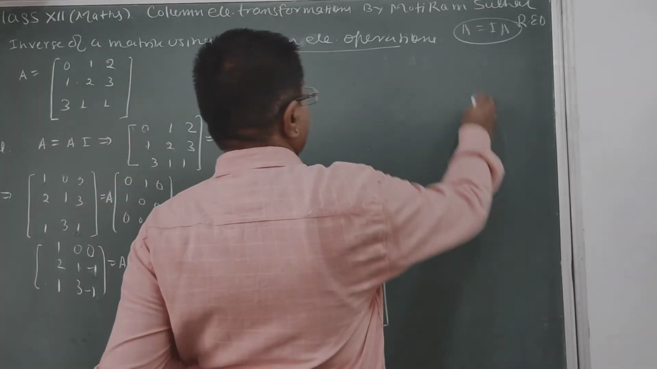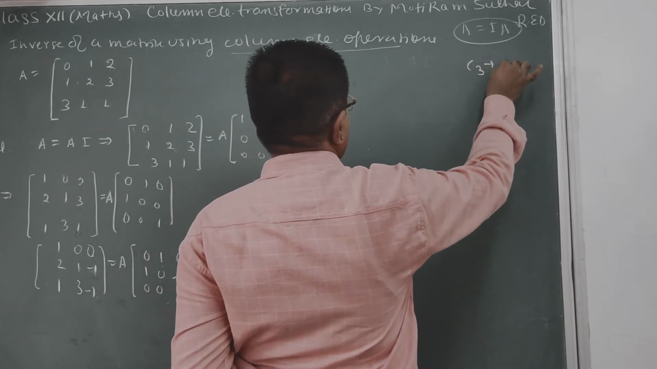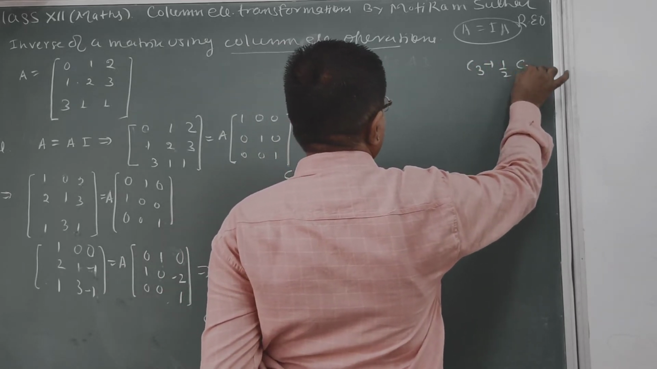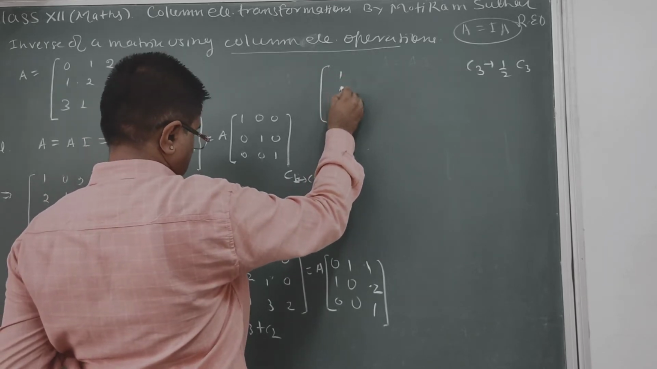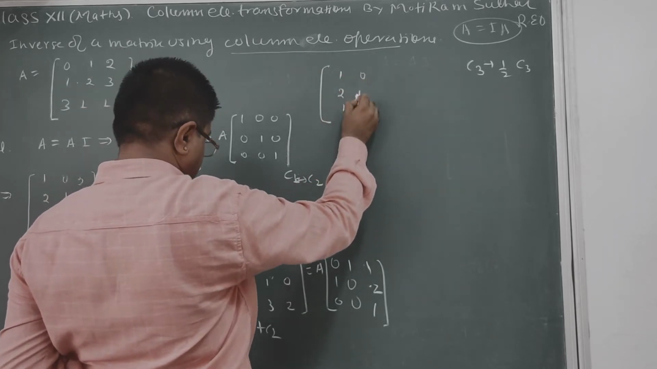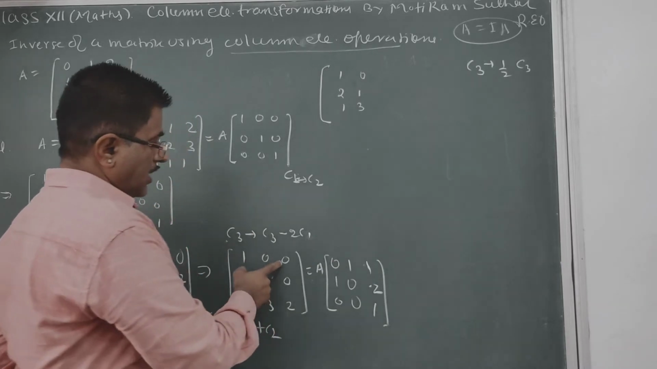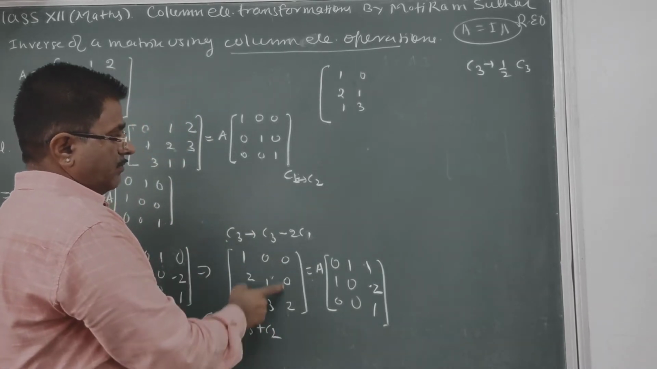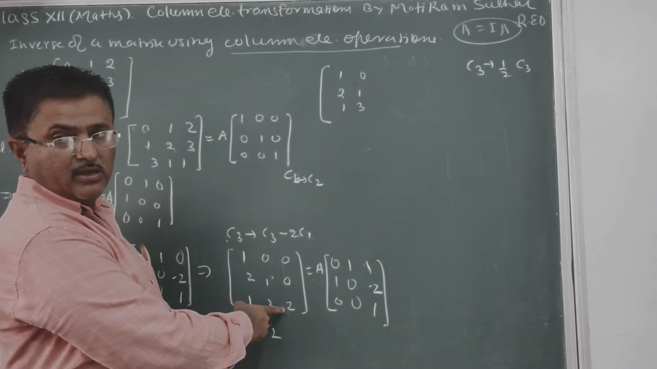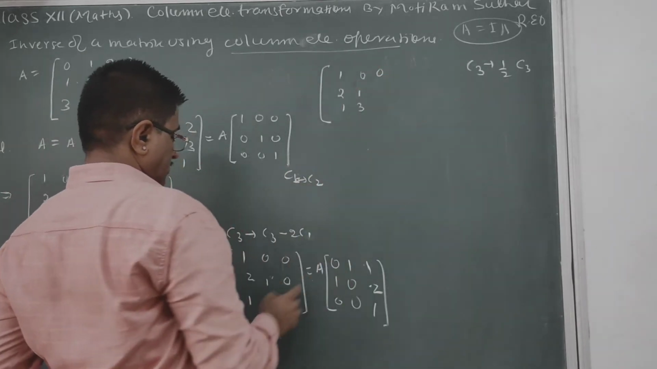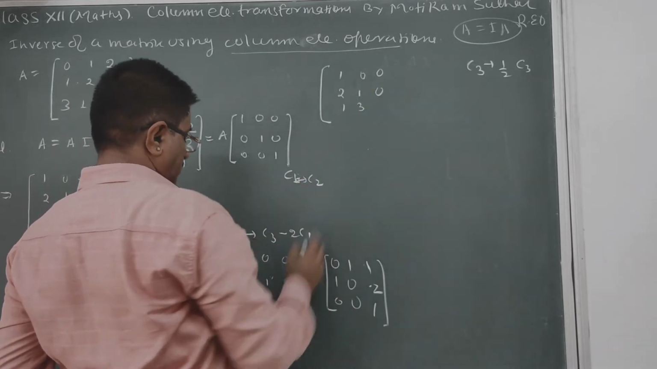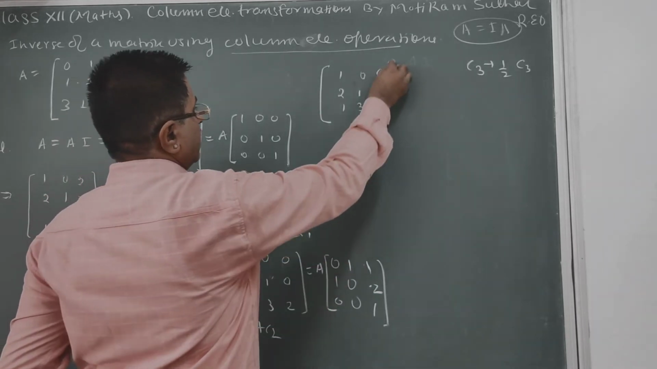So we can write here third column divided by 2. First column remains same, that is 1 2 1. Second is also exactly same. Now this element of the third column is divided by 2. So 0 divided by 2, that is 0. 0 divided by 2, 0. 2 divided by 2, that is 1.